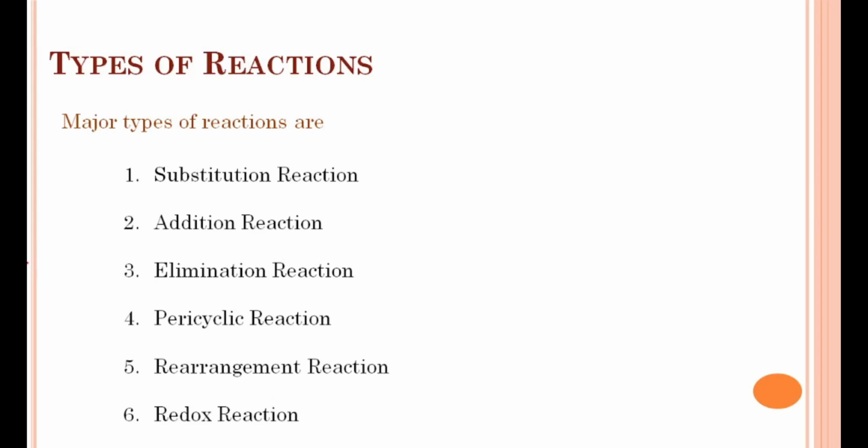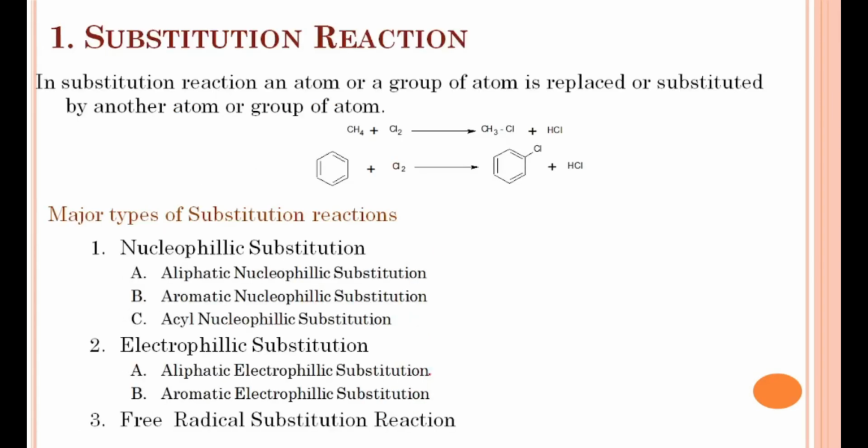We can divide the major types of reactions into 6 types: substitution reaction, addition reaction, elimination reaction, pericyclic reaction, rearrangement reaction, and redox reaction. In the first video I'll discuss the substitution reaction and addition reaction. In the second video I'll discuss the elimination reaction, pericyclic reaction, rearrangement reaction, and redox reaction. Okay, let's come to the first topic, substitution reaction.